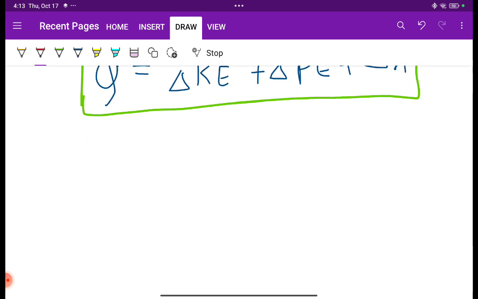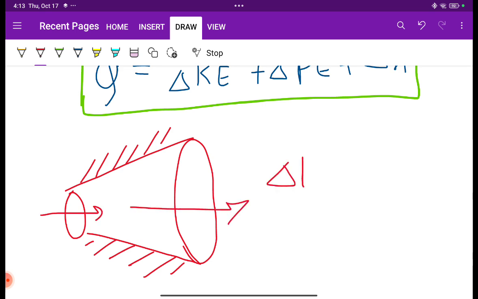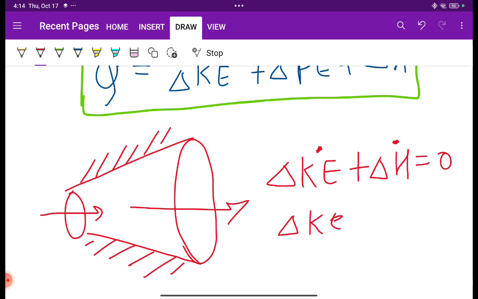And in the case of an insulated diffuser, when it is well insulated and placed in a horizontal direction like this, then our equation becomes: rate of kinetic energy change plus rate of enthalpy change equals 0. When it is divided by the mass flow rate, it becomes delta KE plus delta H, which is equal to 0.